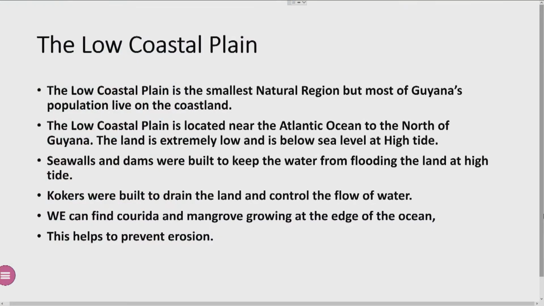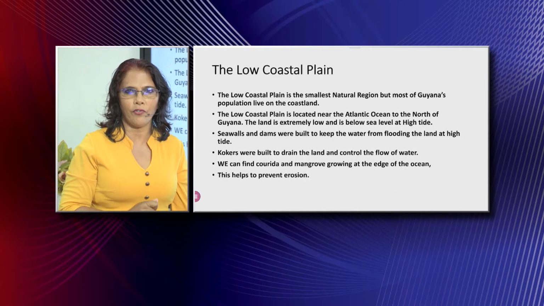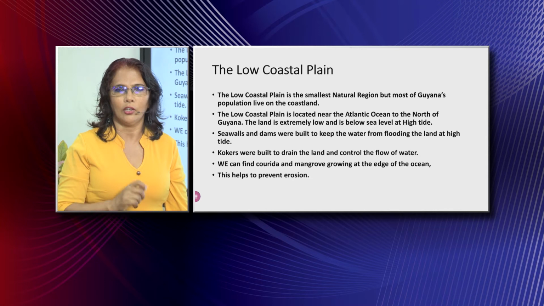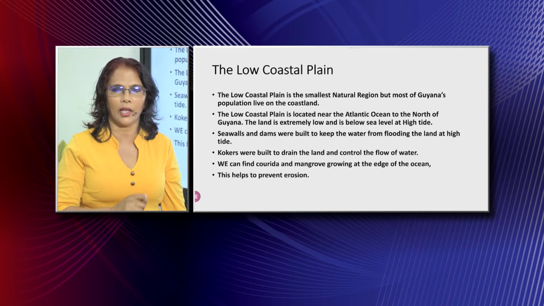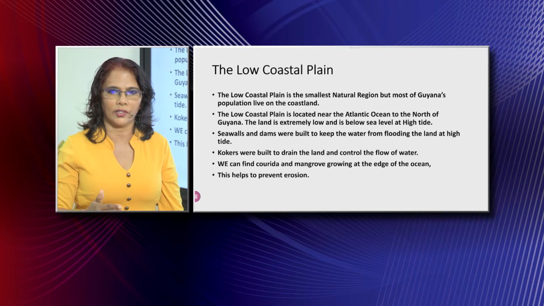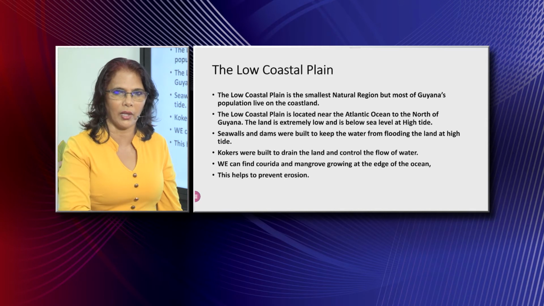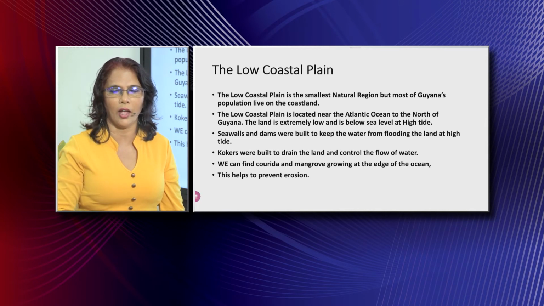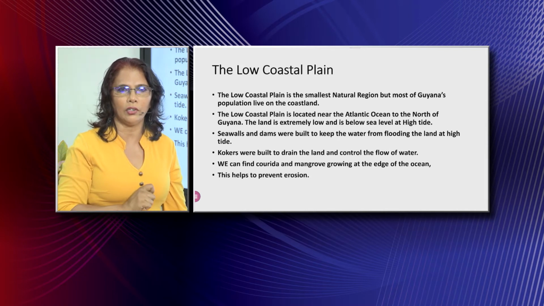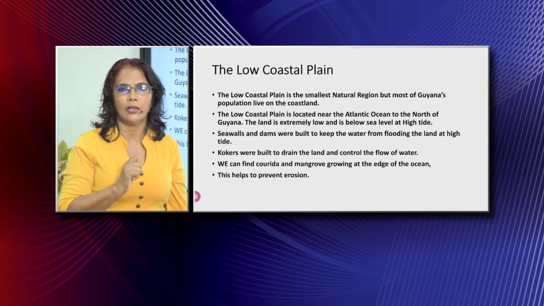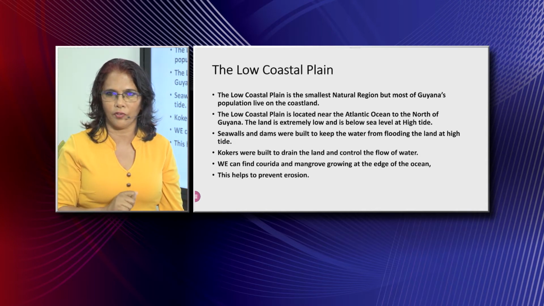Cokers were built to drain the land and control the flow of water. Whenever rain falls a lot, the door of the coker opens and the water flows through the canal into the ocean. But the door of the coker is closed when the water is high, to prevent the water from the ocean from entering the land. So the reason cokers were built is to drain the land and control the flow of water.